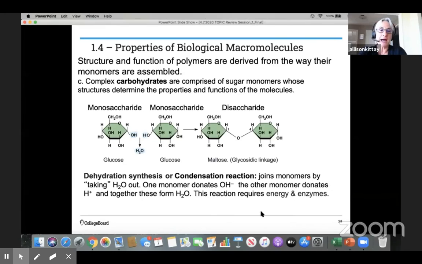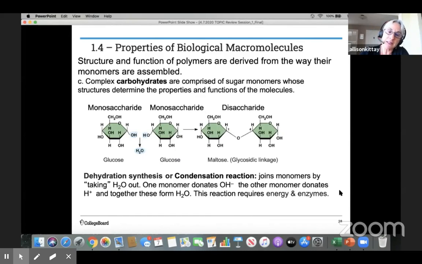So let's take a look at one more example of the carbs and their sugar monomers. In this case, we're showing you another dehydration synthesis or condensation reaction. We have two monosaccharides, glucose and glucose, and we're going to build the disaccharide maltose by removing a water molecule.